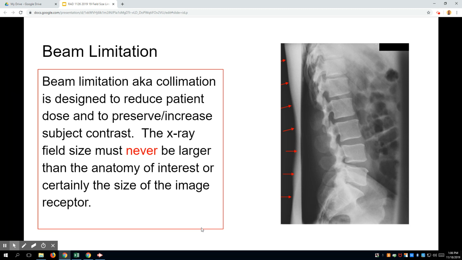But you'll see a little bit later some improper examples of collimation, especially when it comes to pediatrics. That's where things get a little bit more difficult, and they call for a chest, but you get half the abdomen. You get something like a chabdomen. Not so good. And certainly it should never be bigger than the image receptor.